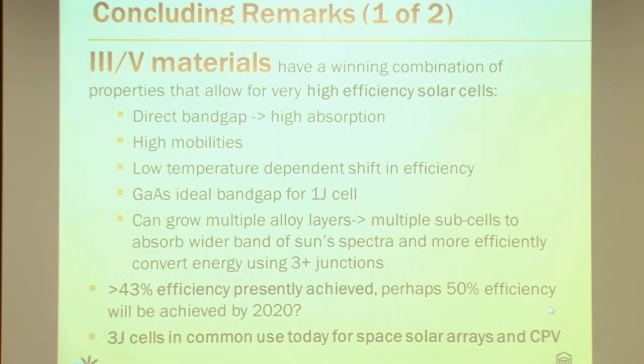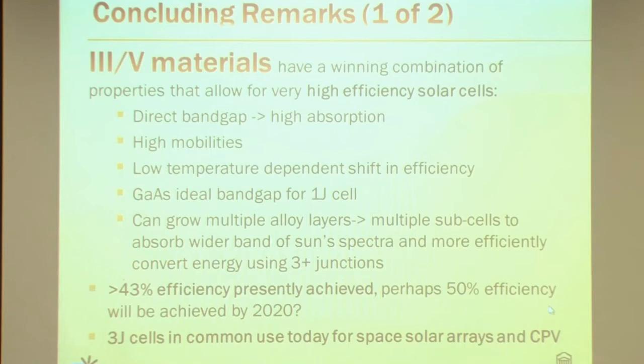So the III-V materials do have some winning combination of properties that allow very high efficiency solar cells: the direct band gap, which leads to high absorption, high mobilities, and the low temperature-dependent shift in efficiency. Gallium arsenide as a single junction cell is pretty close to ideal for one junction. And really, most importantly, the epitaxy allows us to grow multiple alloy layers to create multiple subcells and really engineer the perfect subcell through all of these layers. And I mentioned that, 43, moving perhaps towards 50.